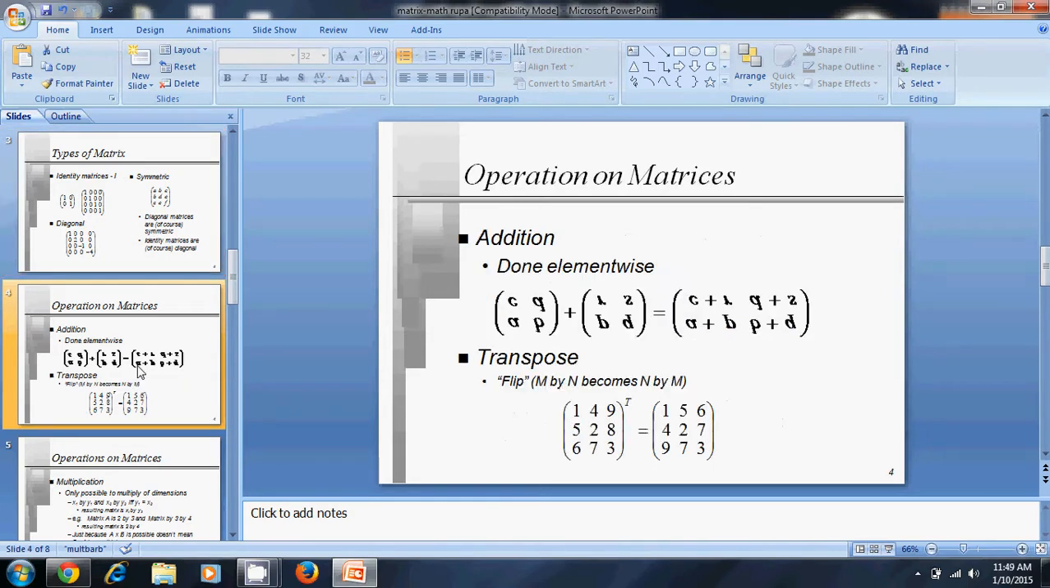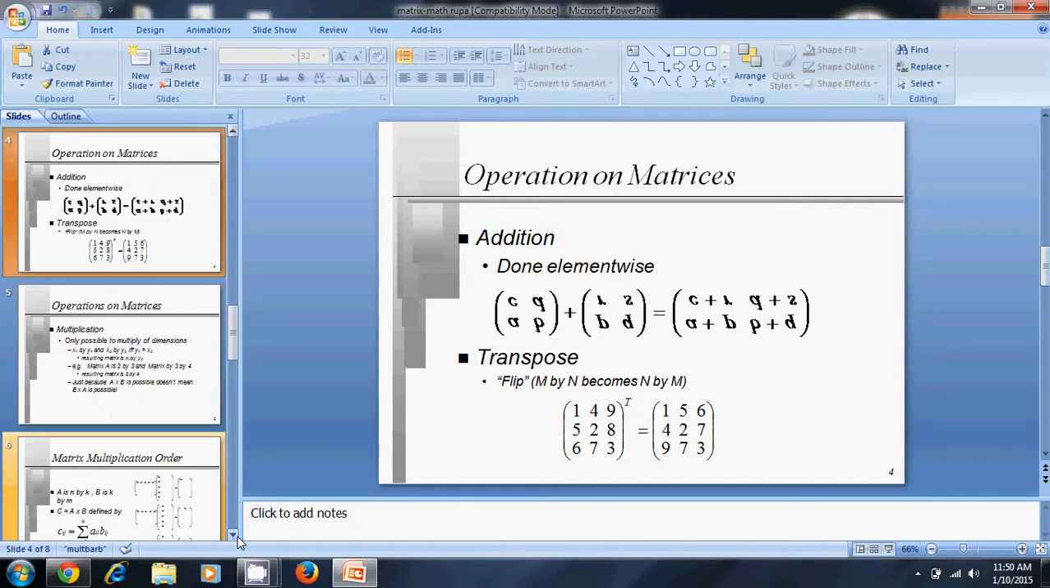Now there are various operations which can be done on matrices. For example, addition, transpose, or we can say flip, that is, rows become columns and columns become rows, and multiplication. For addition, the dimensions of the matrices should be the same. That means only a matrix having 3 columns and 3 rows can be added to a matrix having 3 columns and 3 rows. For transpose, as I have said, it is a flip. So m rows convert into m columns and n columns get converted into rows.